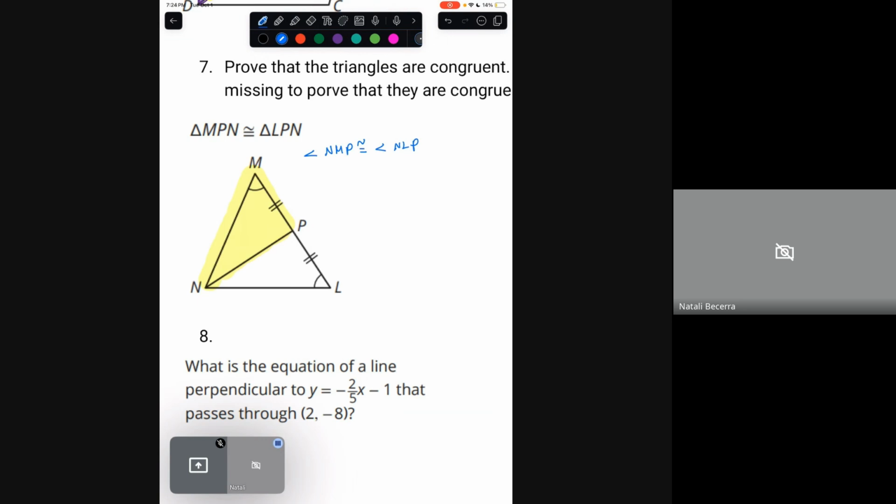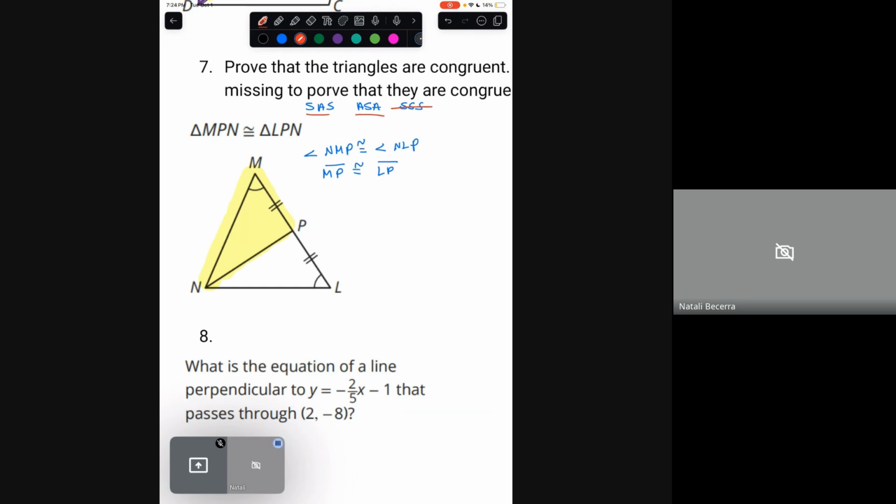And then we have MP is congruent to LP. So what do I need? Remember, I have side, angle, side. I have angle, side, angle. And I have side, side, side. So I already know it's not side, side, side because they don't give me three sides. They gave me a side and an angle. So it has to be one of these two.